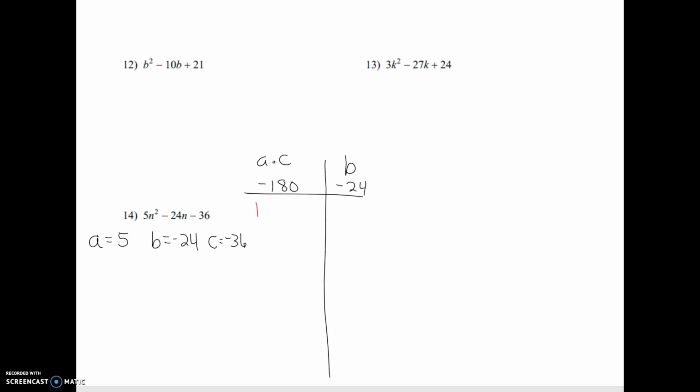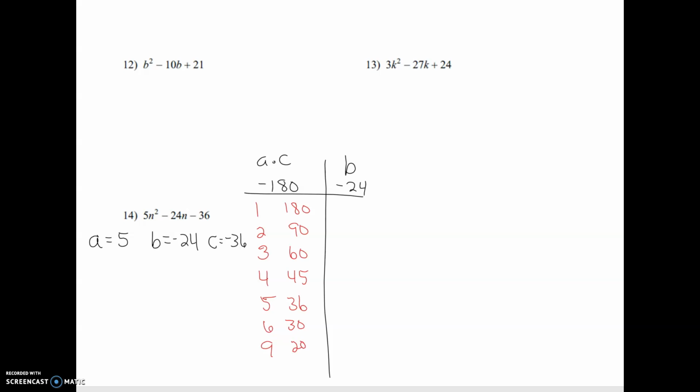I could have 1 times 180. I could have 2 times 90. 3 times 60. 4 times 45, 5 times 36, 6 times 30, 9 times 20, and there's a couple more, but I'm going to stop there.